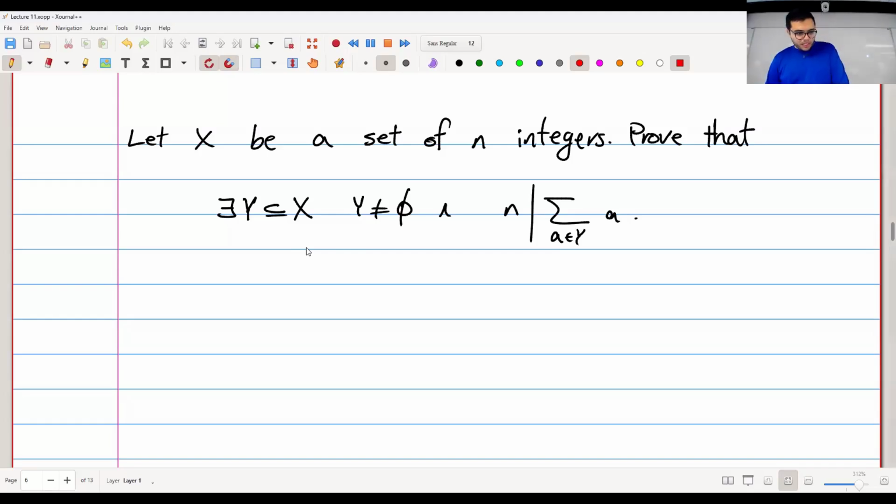So let's do an example again. Let's say my n is 4, and I just take 4 numbers: 2, 7, 5, and let's say 10.